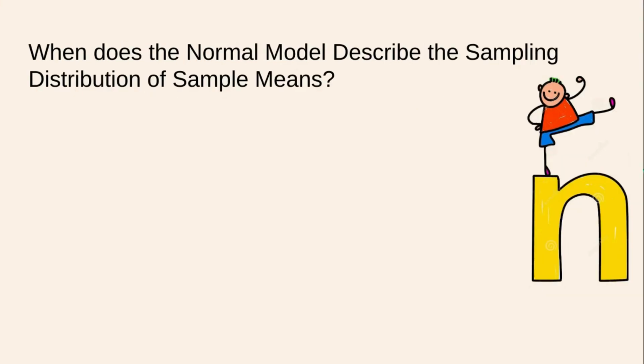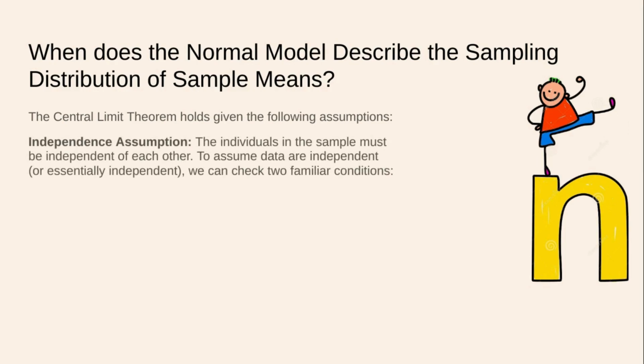So the normal model does not always describe the sampling distribution of sample means. We need to make sure that we have fit a couple of conditions, a couple of criteria before we assume a sample mean fits a normal model. All right, once we check off these boxes, we can assume that the sample mean will fit a normal model. The central limit theorem holds given the following assumptions. The independence assumption, all right? Independence, one of the biggest terms in statistics. Keeps applying, you'll see it all the time through the rest of the year.